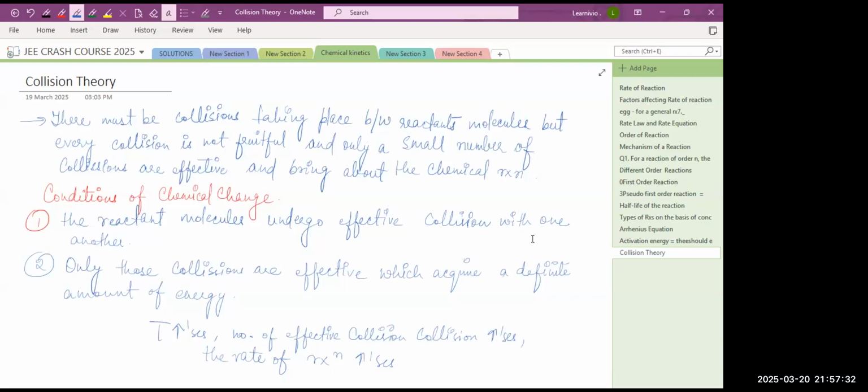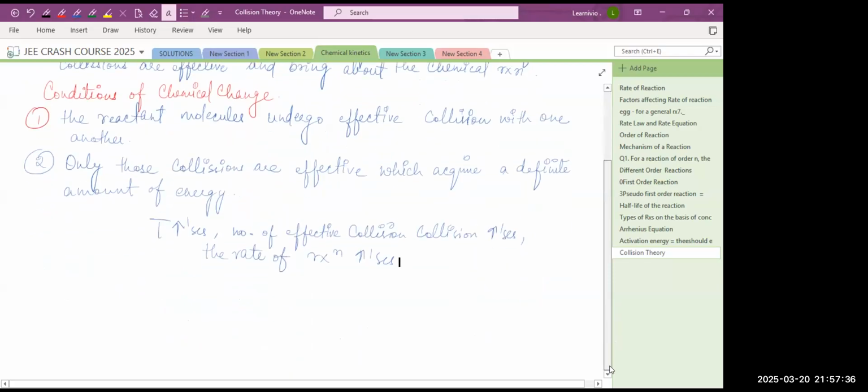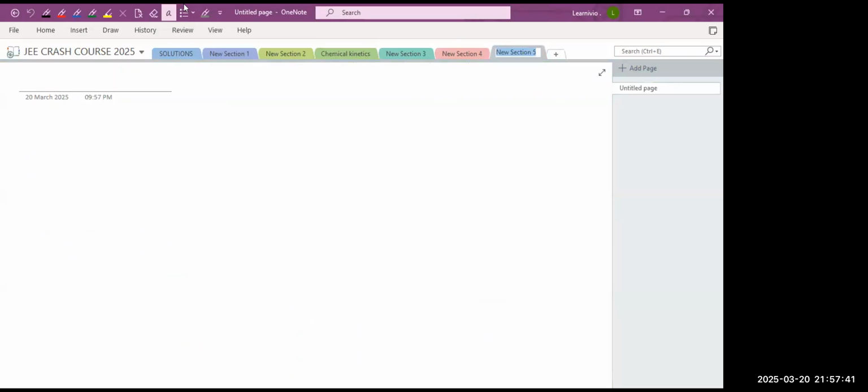Is there any doubt in chapter chemical kinetics? No, ma'am. Okay, let's discuss some questions based on that, so it will be more clear to you. Basically, in your JEE exams, most of the questions in this chapter came from T half or rate constant or Arrhenius type of equation. So practice those type of questions.